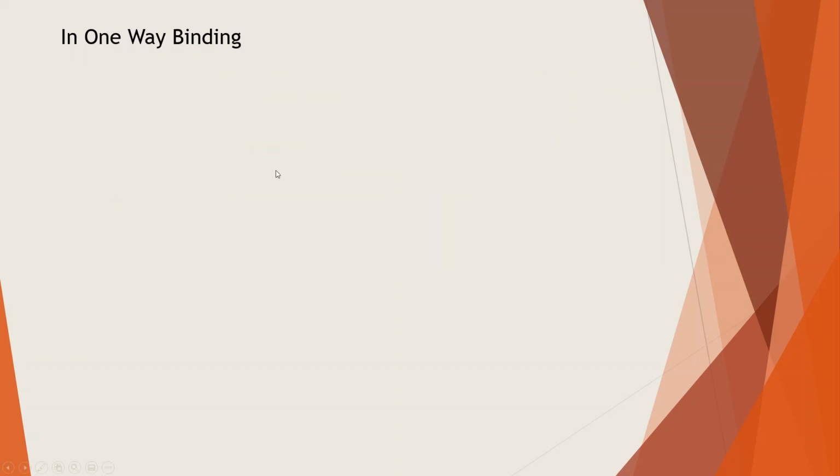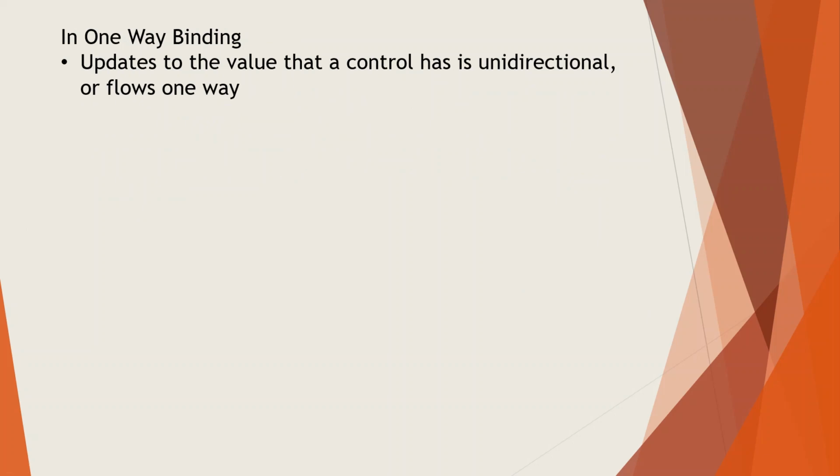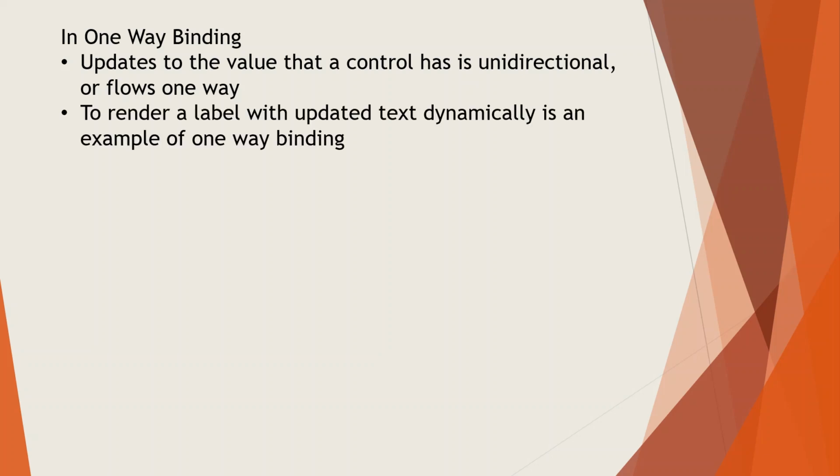In one-way binding, the update to the value that a control has is unidirectional, or flows in one way. That means, supposing I am going to update a label dynamically, which updates a contained text through code, that is an example of one-way binding. To render a label with updated text dynamically is an example of one-way binding.